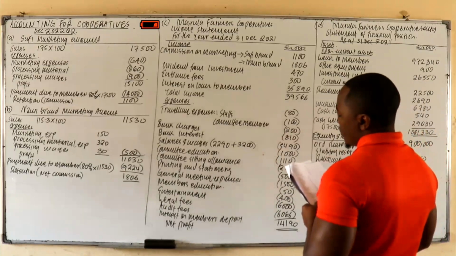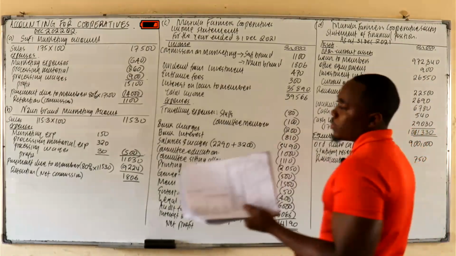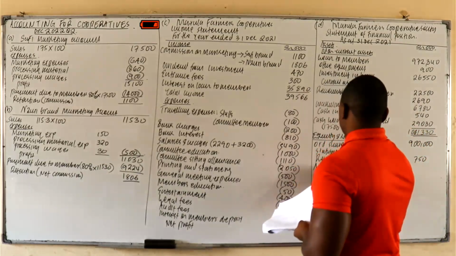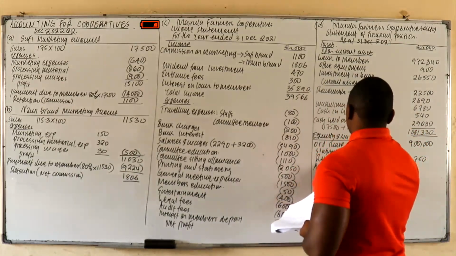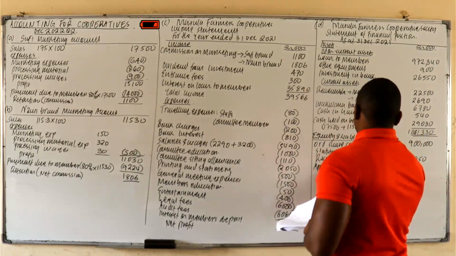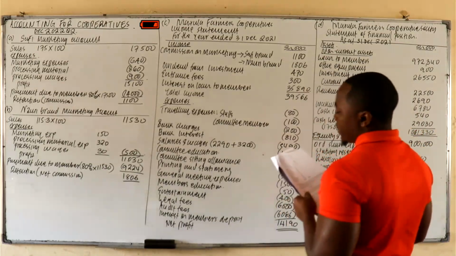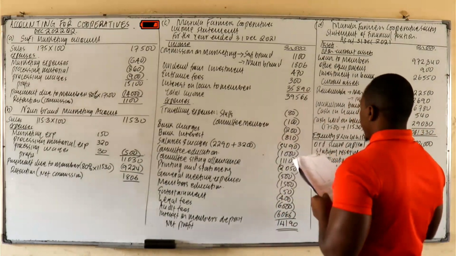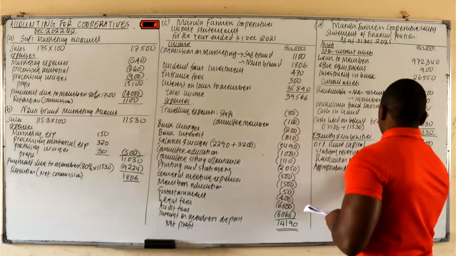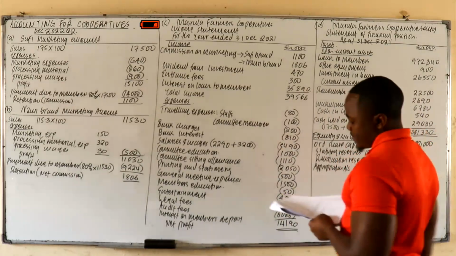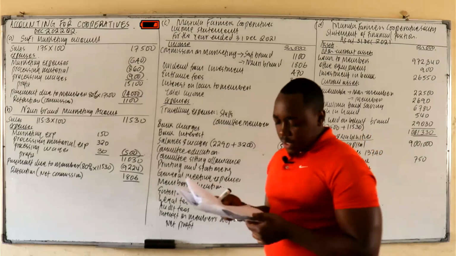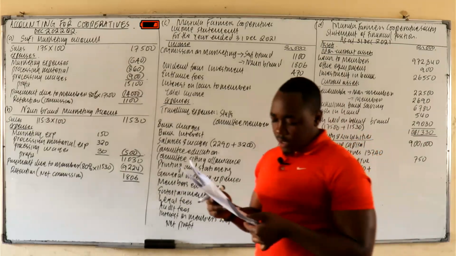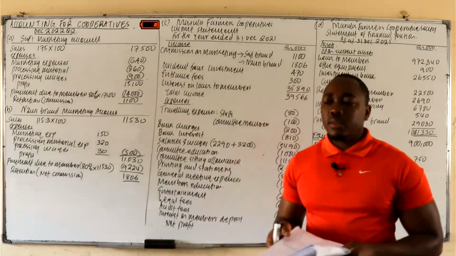Then we have appropriation account. We said that appropriation account is the same as retained earnings. Now, appropriation account, we had an amount of 6050 plus. Now, let's go to note number 6.